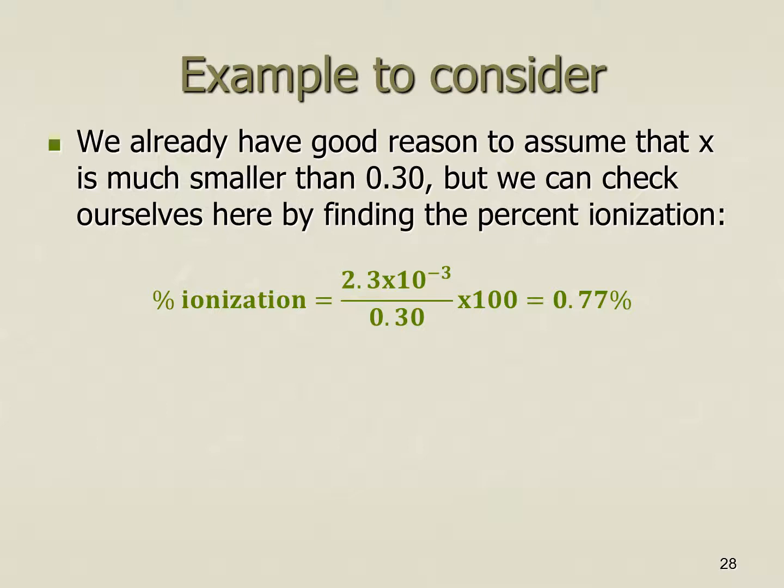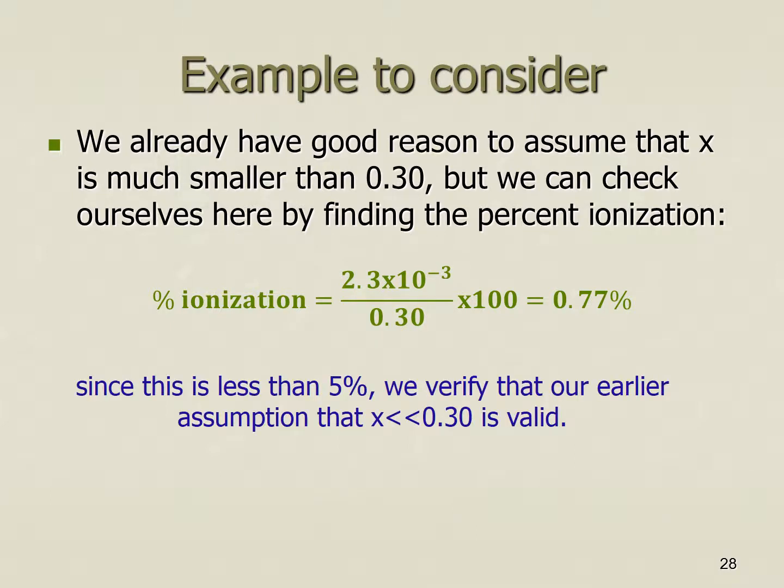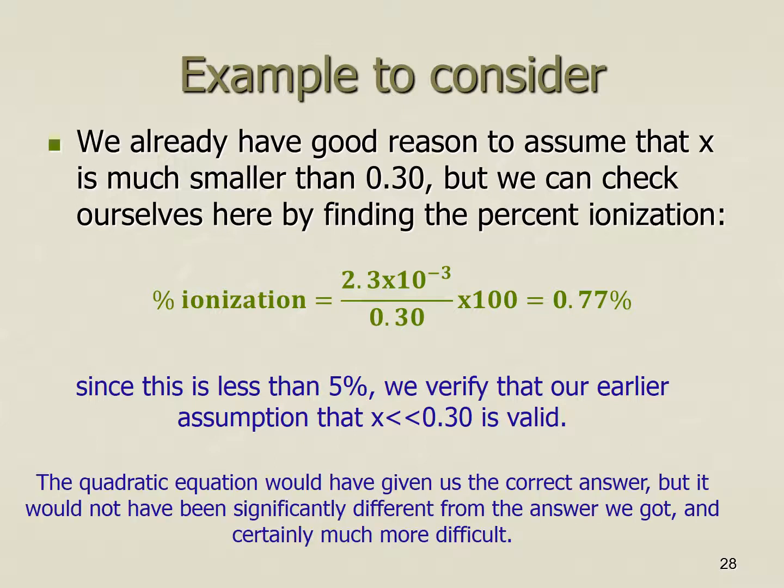So yes, it's clearly much less than 5%. And you can also just do a visual, 0.30 minus 0.0023. If you round that back to two decimal places, you're going to get back to 0.3. So it is negligible compared to that. So if it's less than 5%, we can assume that x is much less than 0.3, or if we do the subtraction, we can see that as well.